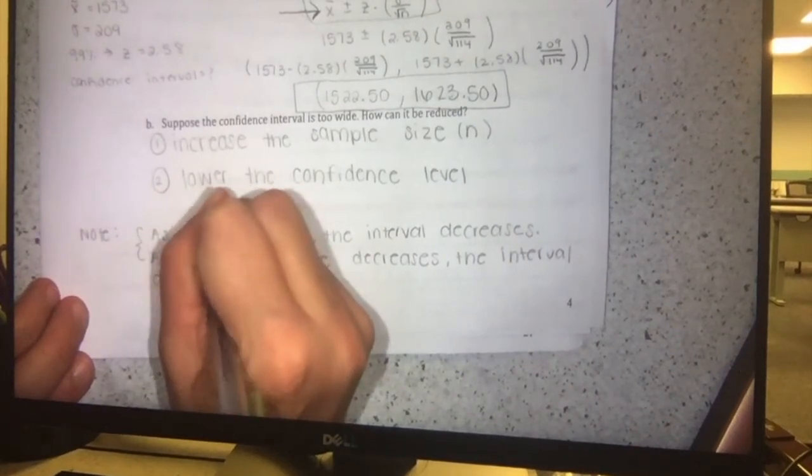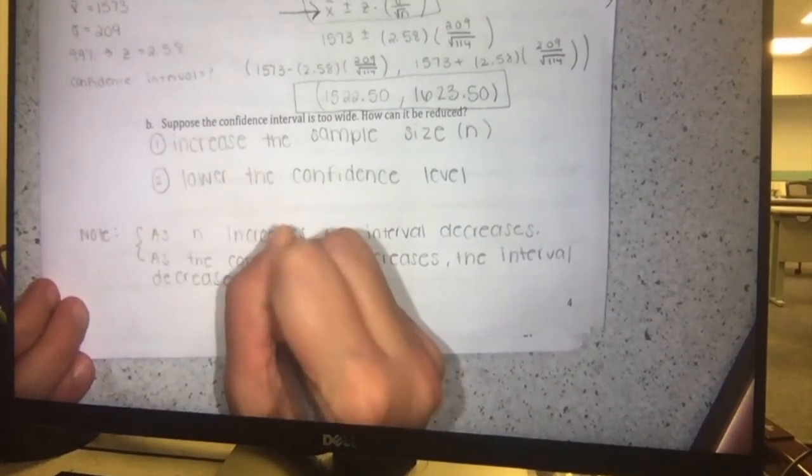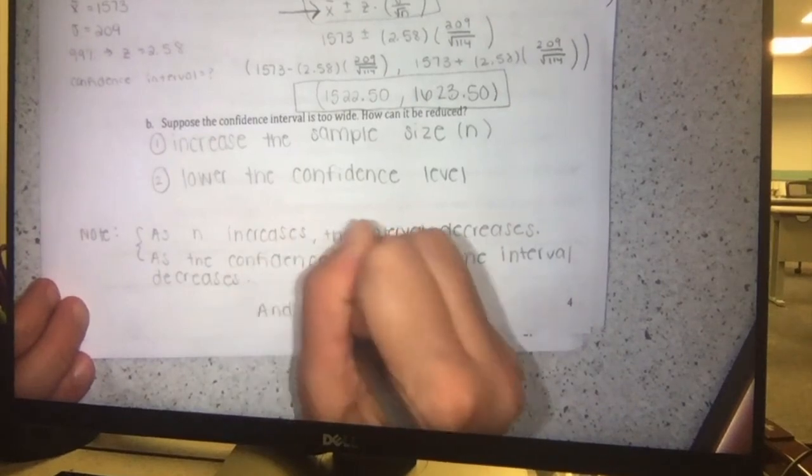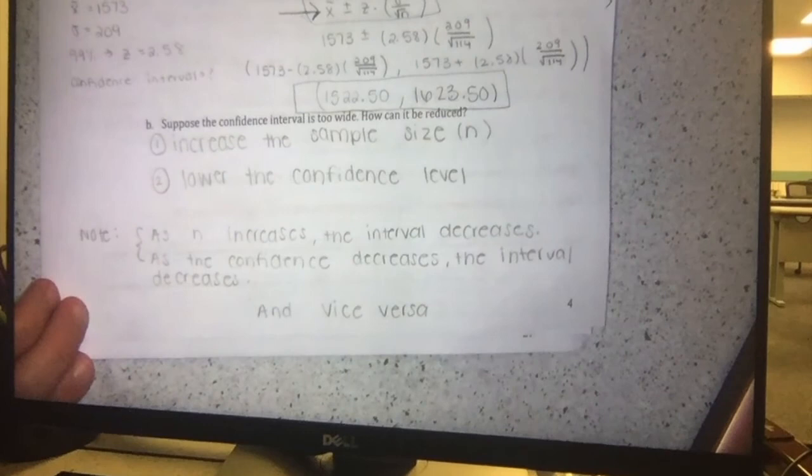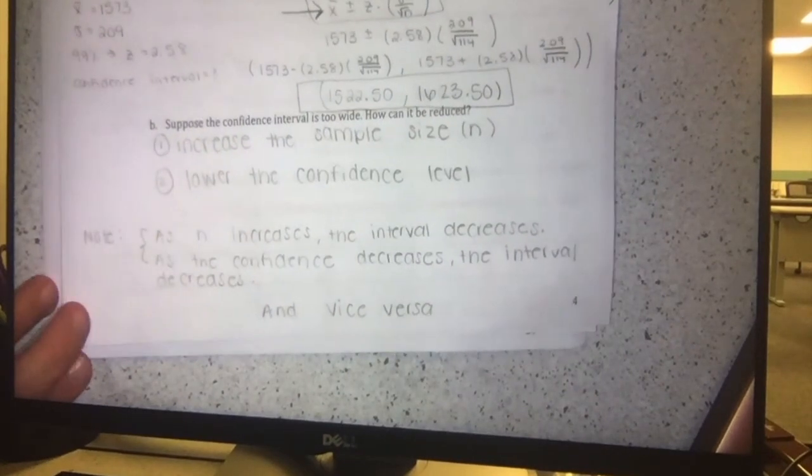And the same thing the other way around. So it could be vice versa. Or vice versa, whatever it's called. Vice versa. That's a weird word, vice versa. The other way around, whatever.